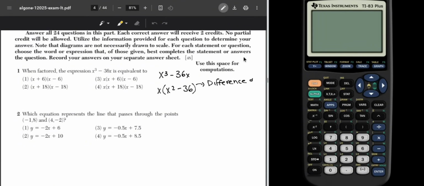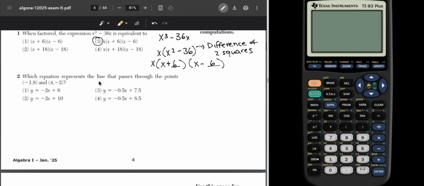Now, I know that this is a difference of two squares. What that means is that when I factor this out, I'm going to have an x plus a certain value and an x minus a certain value. And so I know that 36 is a perfect square, and its square root is 6. So I'm going to factor that into x plus 6 and x minus 6. And then my final answer is going to be x times x plus 6 times x minus 6, and that is going to be answer choice number 3.